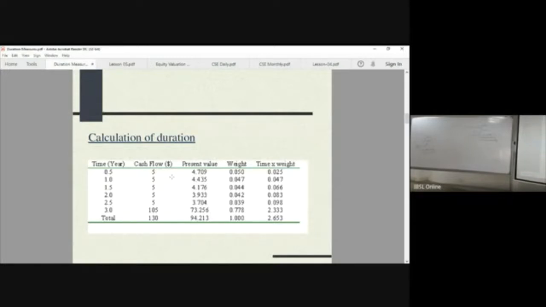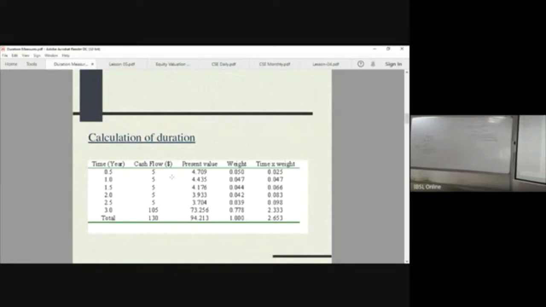Now look at the chart. In the chart, you have 5 columns. The first column is the time column, time given in years. Second column is the cash flow column, cash flow given in dollars. Third column is the present value. Fourth column is the weight. I will say what it is. Then the next column is time into weight.